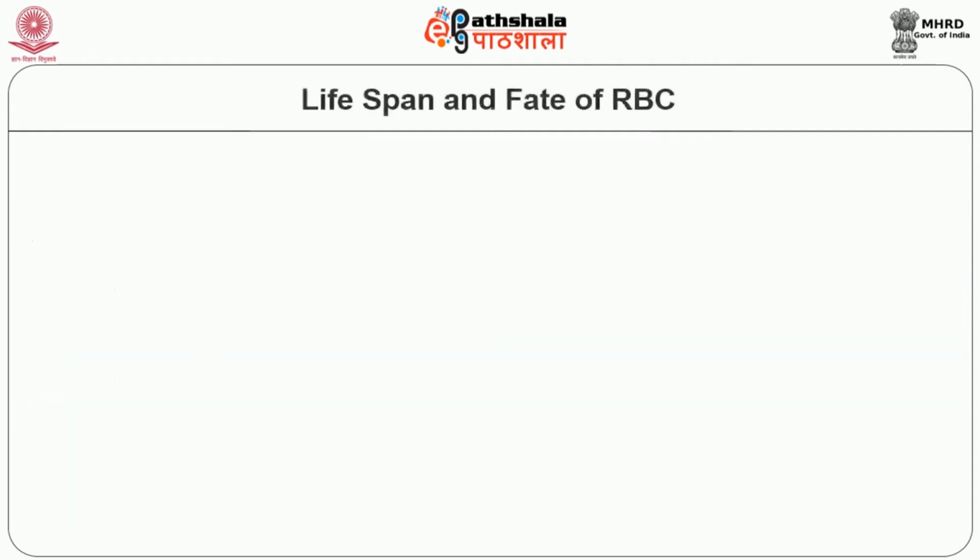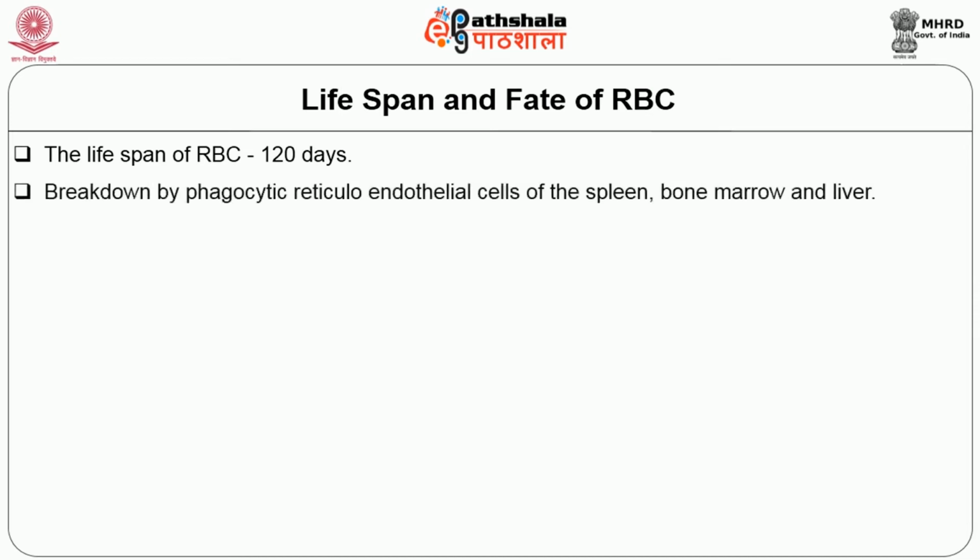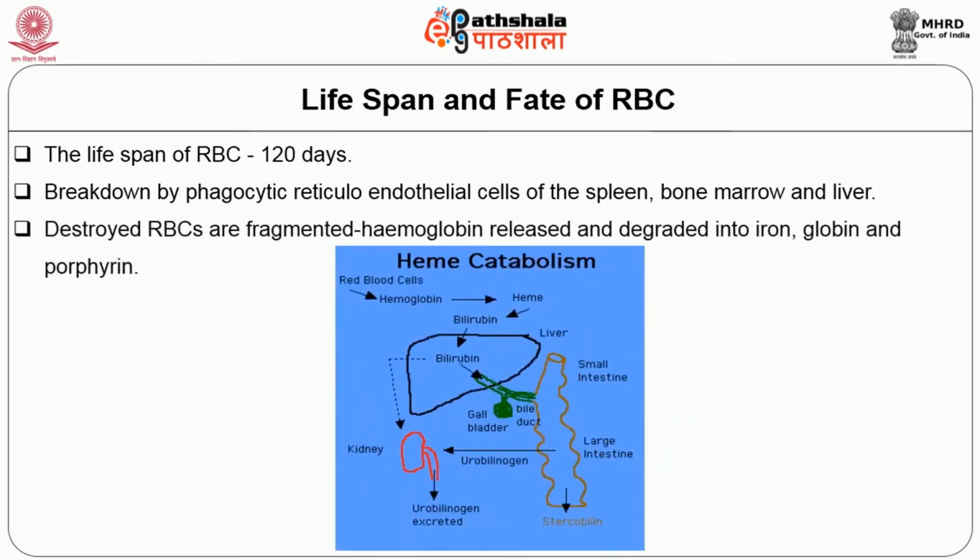Now, what is the lifespan and fate of RBC? The lifespan of RBC is 120 days, after which they disintegrate. Their breakdown is carried out by the phagocytic reticuloendothelial cells of the spleen, the bone marrow, and the liver. As erythrocytes age, their cell membranes become more fragile and so more susceptible to hemolysis. The destroyed RBCs are fragmented.